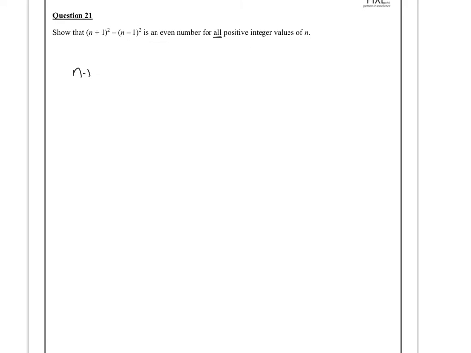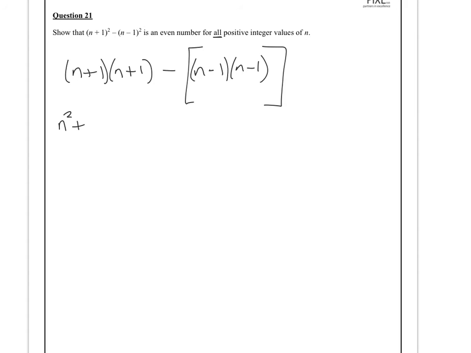So (n + 1)² is the same as (n + 1)(n + 1). And then we're going to be taking away (n − 1)², which is (n − 1)(n − 1). So we need to expand both of these brackets. This one's going to be n² + 2n + 1, and then we're going to be taking away n² − 2n + 1.